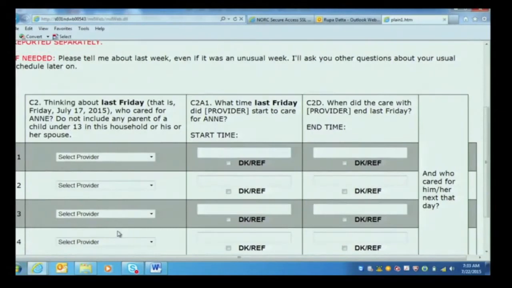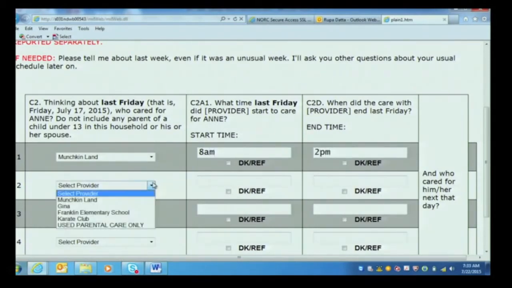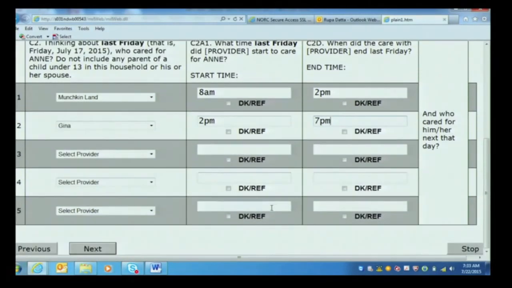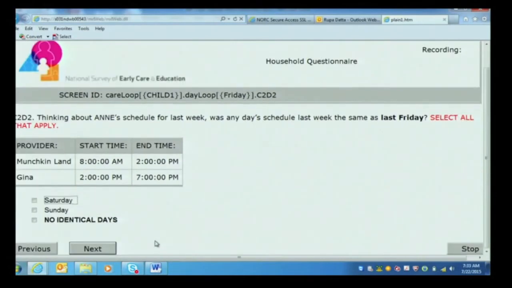Okay. So that brings us to Friday. Thinking about last Friday, who cared for Anne? And so Anne was at Munchkinland from 8 until 2. Then from 2 to 7 with my mom. After which I was home from work. Okay, so thinking about Anne's schedule for last week, was any day's schedule last week the same as last Friday? And no, there were no days identical to Friday.